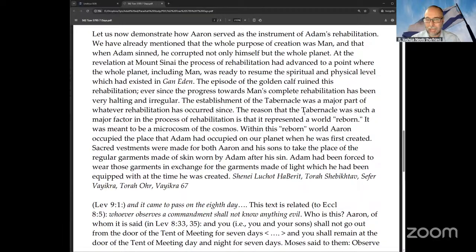Within this reborn world, Aaron occupied the place that Adam had occupied on our planet when he was first created. So Aaron has become a new first person. Sacred vestments were made for both Aaron and his sons to take the place of the regular garments made of skin worn by Adam after his sin. So Adam had been forced to wear those garments in exchange for the garments made of light, which he had been equipped with at the time he was created. So Adam was, according to our mystical understanding, clothed in light. Then when he transgressed, he realized that he was naked and tried to put together his own clothing. Didn't work out so well. And then God was kind enough to give him and Chava clothing made from skins to move on from there. So the clothing that was used in the Mishkan becomes like the clothing of light that humanity was meant to wear from the beginning.